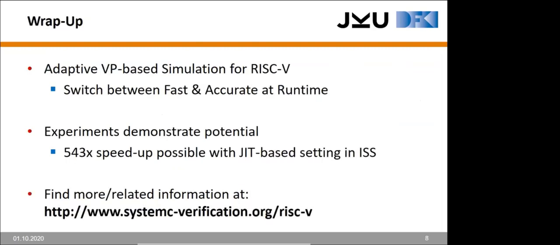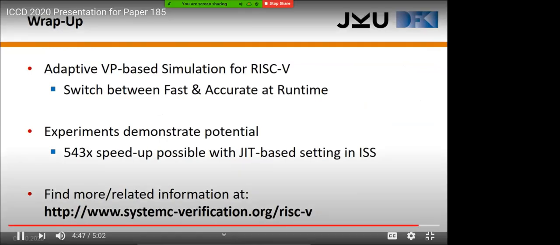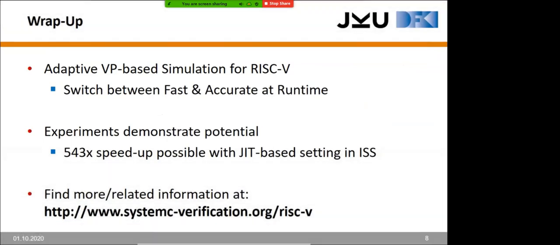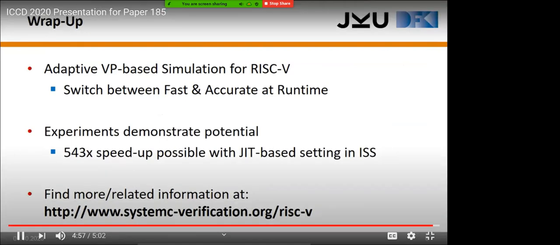So in summary, we presented an effective adaptive VP-based simulation approach for RISC-V-based systems. Our experiments show that more than 500 times speedup is possible with a JIT-based setting. Finally, you can find more and related information on our RISC-V-based approaches at systemc-verification.org/RISC-V.